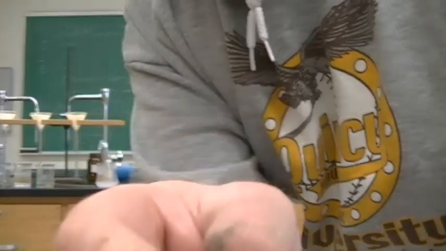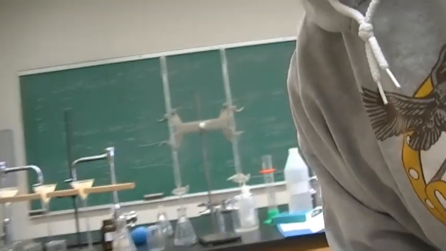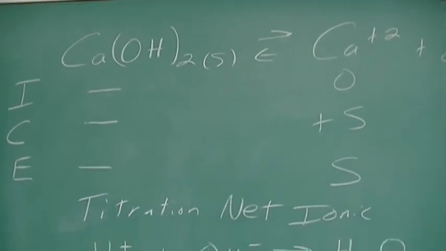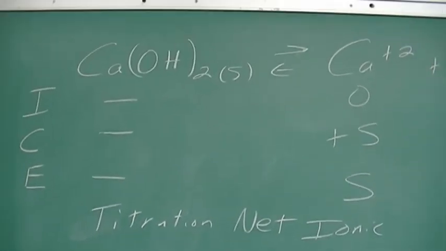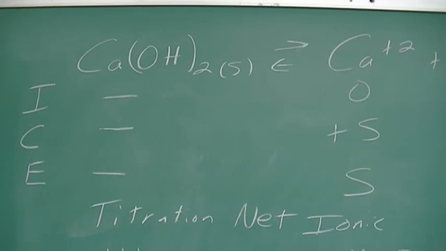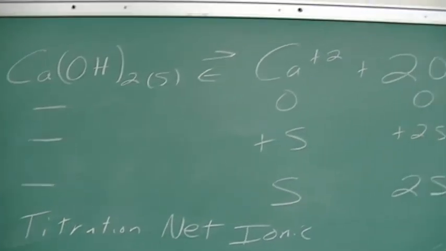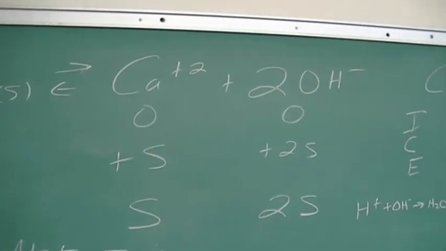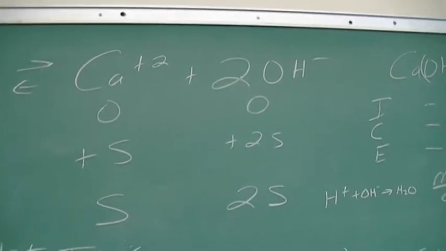All right, so let's go to the calculations. I have them on the board. I will carry it over to the board. All right, so we are doing the Ksp of our calcium hydroxide. And so the reaction for Ksp, you always have a solid. In this case, it was the calcium hydroxide, and that is going to dissolve, ionize into calcium +2 and 2OH minus.